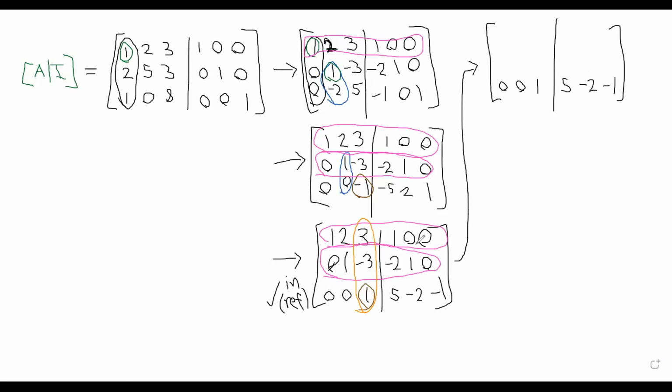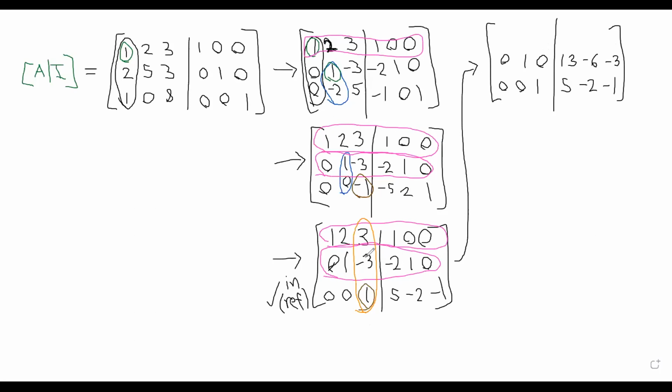So to do that, I'm just going to add 3 times the bottom row to the row just above it. That will get rid of the -3. And so now 3 times 5 is 15. 15 plus -2 is 13. 3 times -2 is -6. -6 plus 1 is -5. And then 3 times -1 is -3. -3 plus 0 is -3. So I just took 3 times the bottommost row and added to the one just above it.